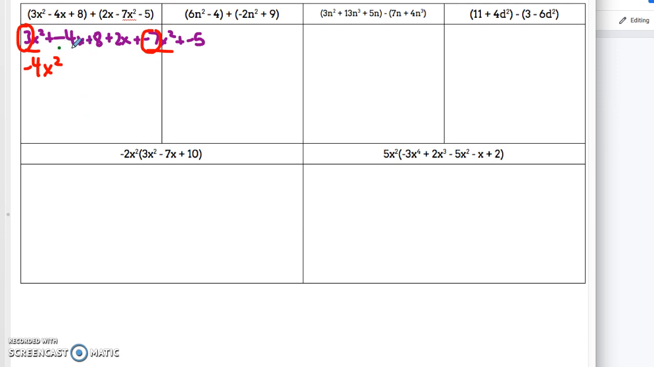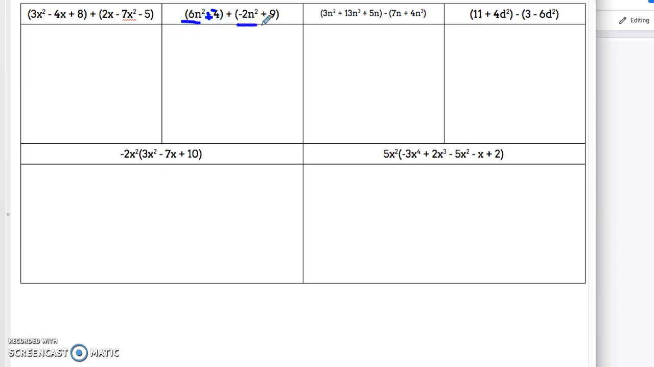The next term I see is one where the exponent is 1. So I have -4 and +2 for a total of -2x. And lastly, I've got just these singular numbers, 8 and -5 for a total of +3. I cannot simplify this any more than -4x squared plus -2x plus 3. That's as far as I can go. At this point, I'm going to have you pause the video and try this next one on your own while I erase this madness.